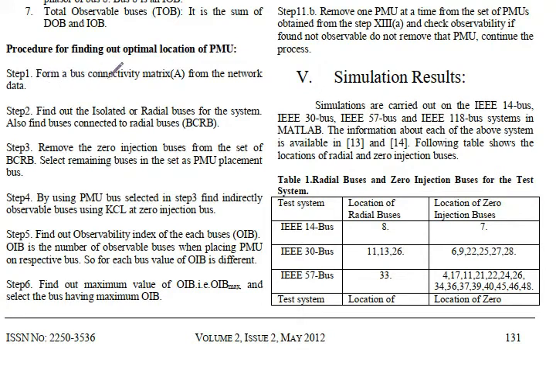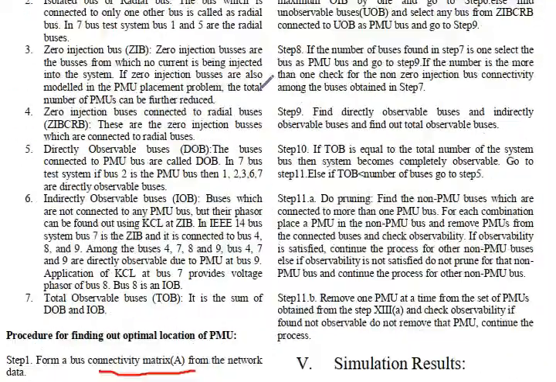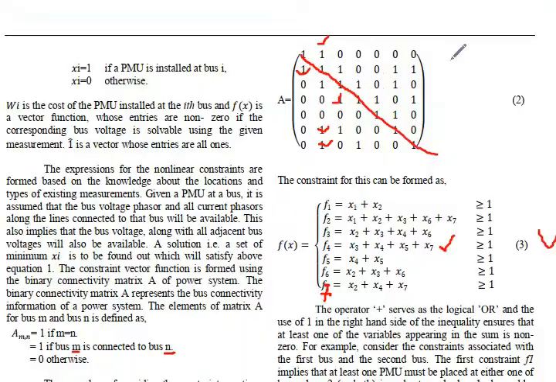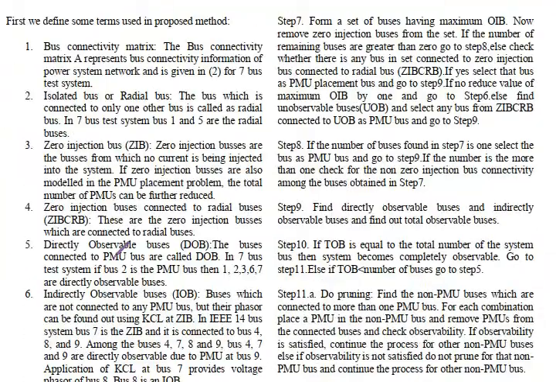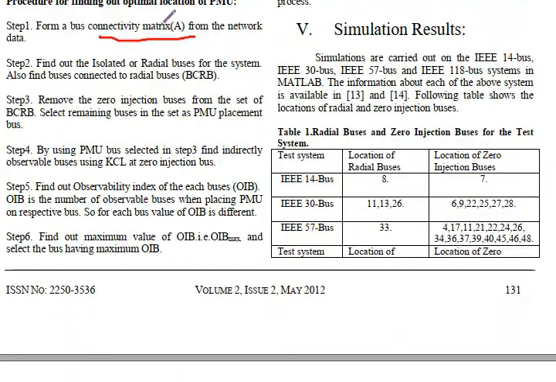First of all, form the connectivity matrix. The connectivity matrix is simple, what you have already defined. This is the connectivity matrix that tells us how the buses are connected. So this is the first step. The second thing is to find the isolated or radial buses of a system, defined as RB. Also find the buses connected to the radial buses, BCRB.